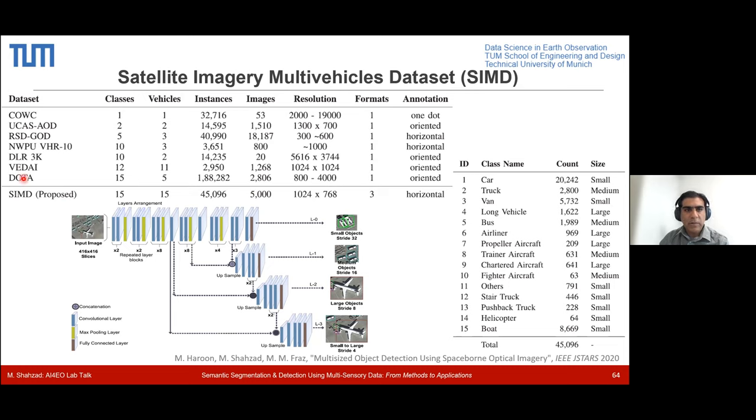If you compare the well-known data sets in the AEL domain, DOTA is of course the one with the highest number of instances. But we have the major number of vehicles and more classes than any other data set. We also benchmarked the state-of-the-art detectors on this data set and customized an architecture based on YOLO that outperformed all these other architectures. So if you're interested, you can use this data set or see if it is good for you. This was just to give you a highlight of this data set.